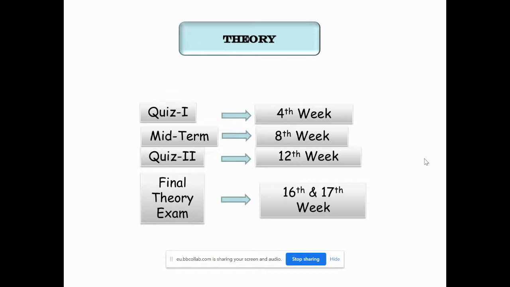Okay. Now, if you just see this slide, from the theory part you will get 70 marks. Am I right? So for that 70 marks, quiz 1 will be conducted in the 4th week, midterm will be in your 8th week, quiz 2 will be in the 12th week, and the final theory exam, sometimes it may vary according to our calendar. For the time being, I just put 16th and 17th week. So your lab exam will be exactly a week before your final theory exam. Clear? Yes, teacher. Clear.